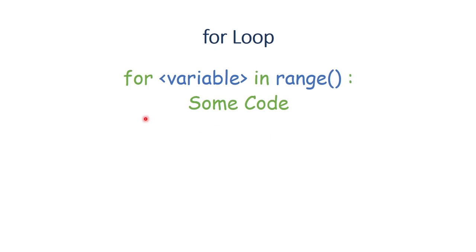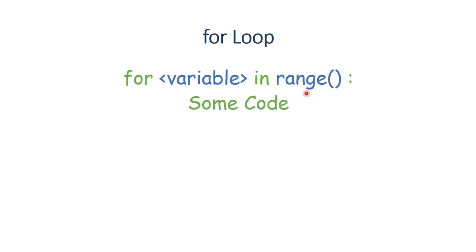So this is the syntax of a for loop in Python. We use the keyword for, and after that we define a variable, and after that we have a list of numbers. So we have range. What does range do? Range gives us a list of numbers and our code will run to the length of that list.